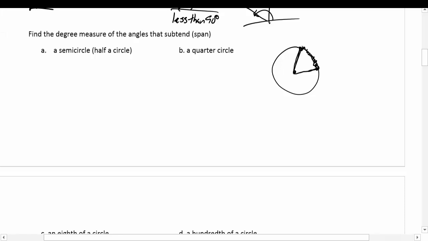Okay, so let's start with a semicircle. A semicircle is half of a circle. So if a circle itself consists of 360 degrees, then half of 360 would be 180 degrees. So a semicircle has 180. A quarter of a circle, so 1/4 of the 360, would count as 90 degrees.